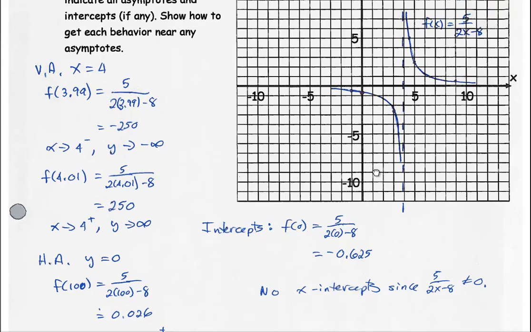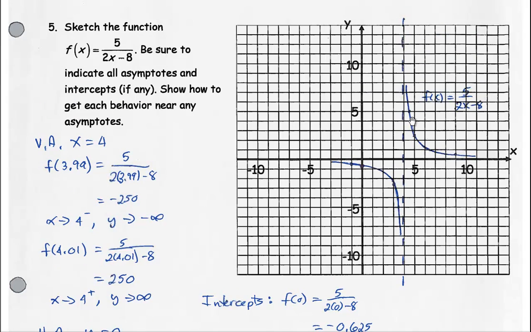Now intercepts, so it actually looks like it's doing this. Well, where exactly does it cross the y-axis? If you put 0 in place of x, 5 over 2 times 0 minus 8, which is basically 5 divided by negative 8, is negative 0.625. So that's the y-intercept right there. And there are no x-intercepts because the horizontal asymptote is y equals 0. So we join those together. It's going up here, and then to the far right, it's staying above the x-axis, approaches down like this, crosses at negative 0.625, and stays below the x-axis to the far left.